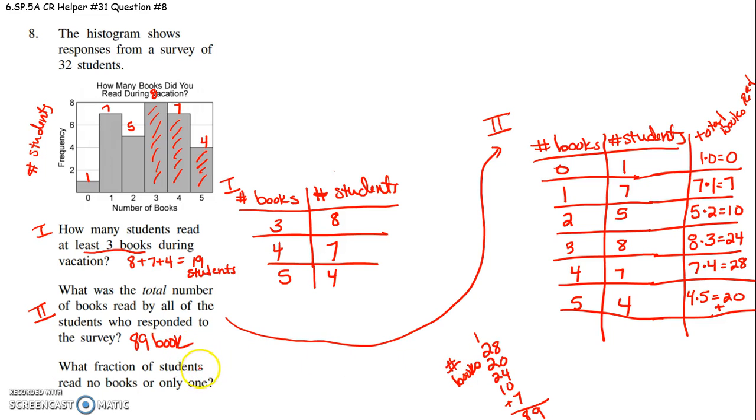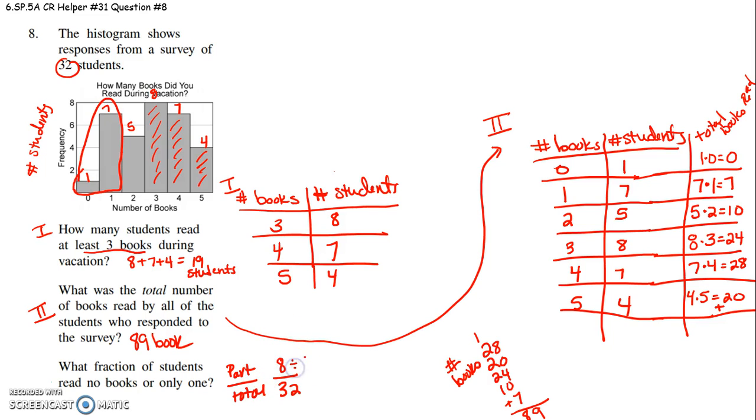What fraction of the students read no books or only 1 book? So here's those kiddos who read no books or only 1 book. Part out of total. There are 7 and 1. There's 8 kids out of the 32 who read no book or just 1 book.